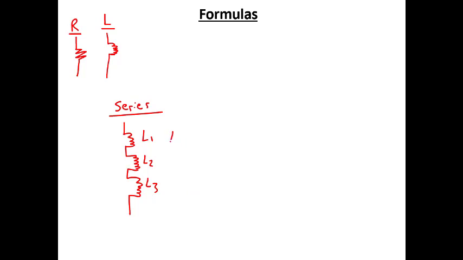And the total inductance, L total, so if we're looking at a circuit here where we have an AC supply, we're not going to worry about series and parallel inductors in DC. So this is an AC supply. The total inductance is going to equal L1 plus L2 plus L3.